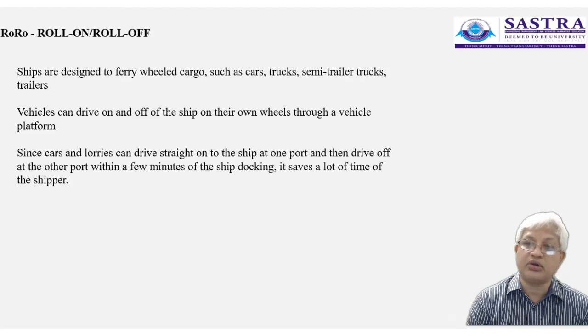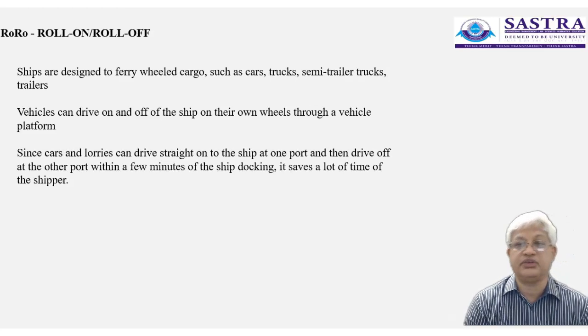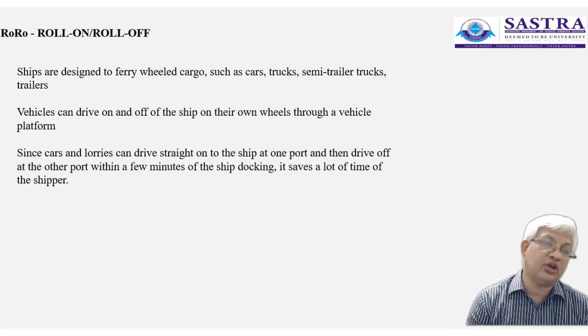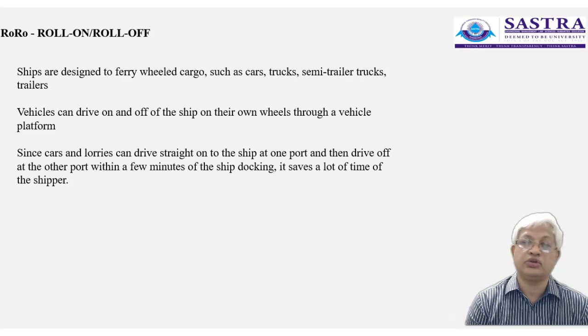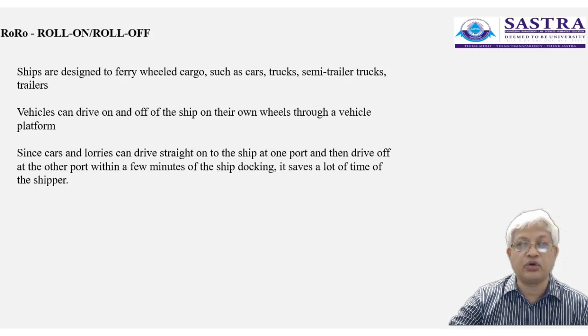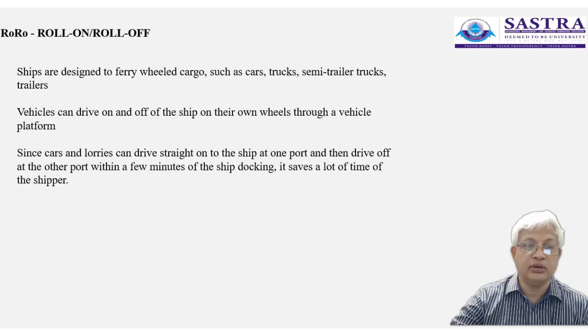So this is what we call vehicles that can drive on and off the ship on their own wheels through a vehicle platform. Since cars and lorries can drive straight onto the ship at one port and then drive off at the other port within a few minutes, it saves a lot of time for the shipper. And that's where RoRo vessels come in.